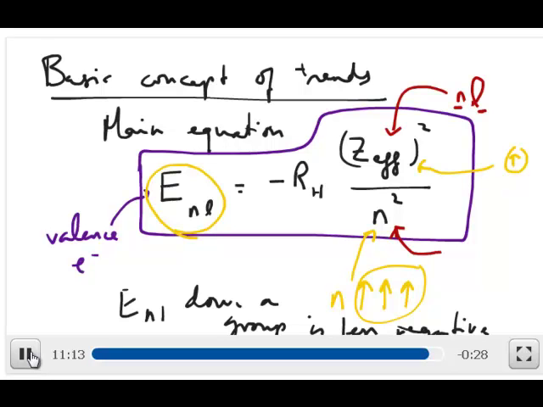So I want you to really understand this concept of the interplay between Z effective as well as n from this equation, and we will apply it to all the trends that we discuss. I already talked about this in lecture for ionization energy. I'm going to use it to explain the trends that we observe for electron affinity, atomic radii, and ionic radii.